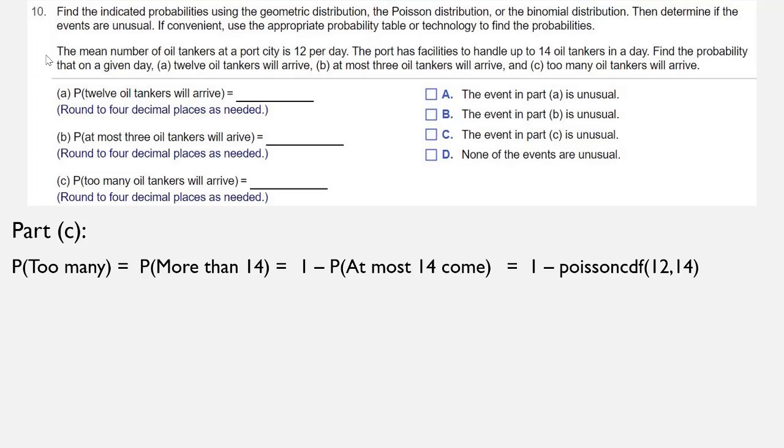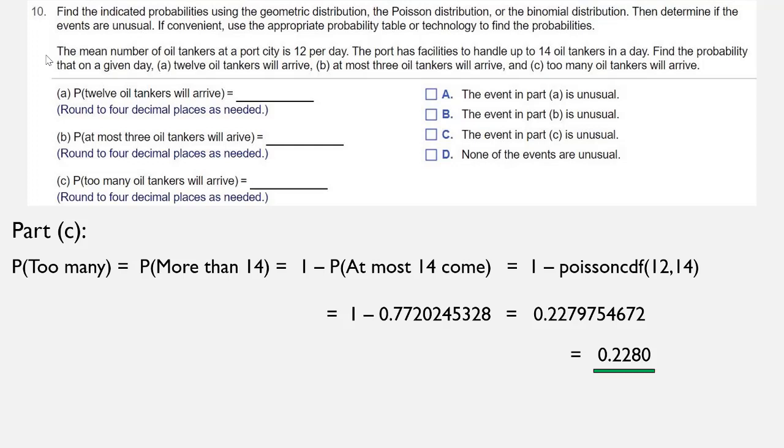Poisson Cdf 12, 14 has a value of 0.7720245328. We subtract that from 1, and we get 0.2279754672. Rounded to 4 decimal places is 0.2280. That's your answer to part C.